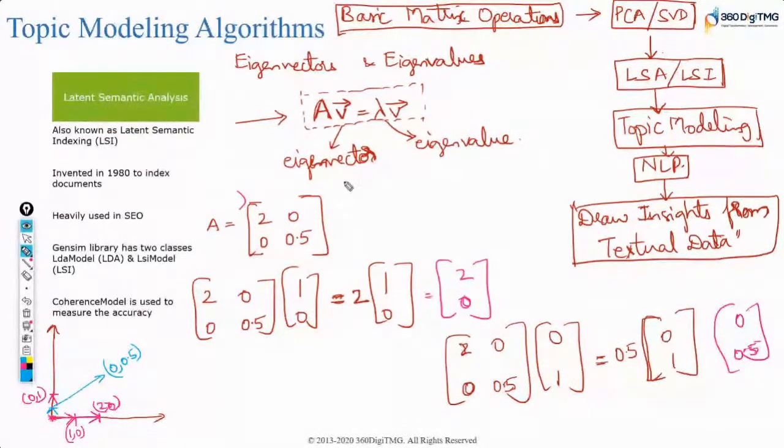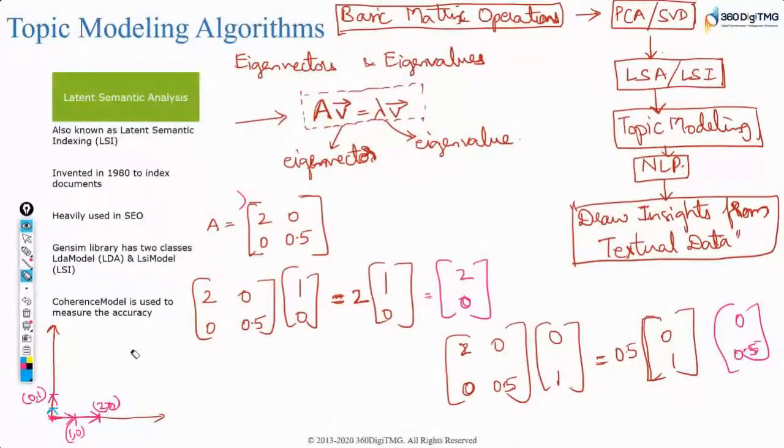Those vectors which do not change the direction are called eigenvectors. Okay. So eigenvectors are those which do not change the direction.